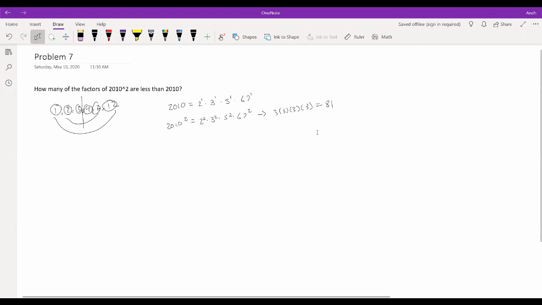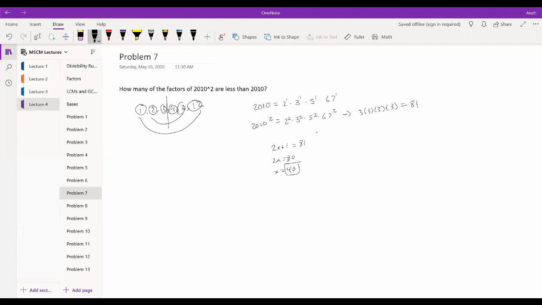So if we call the number of factors less than 2010 x, that means we get that 2x plus 1 is equal to 81. So 2x equals 80, which means that x is equal to 40, which some of you guys have already gotten. So that's our final answer, x equal to 40. So this problem highlights the importance of factor pairs, and also a unique property of perfect squares, that for any perfect square, the number of factors is odd.